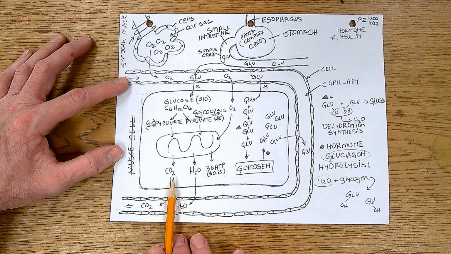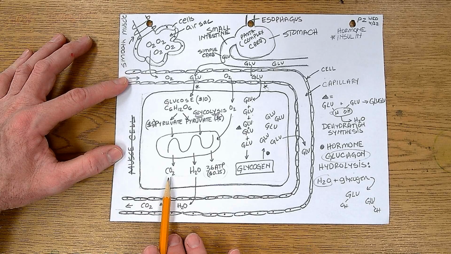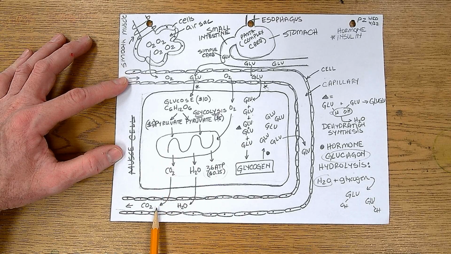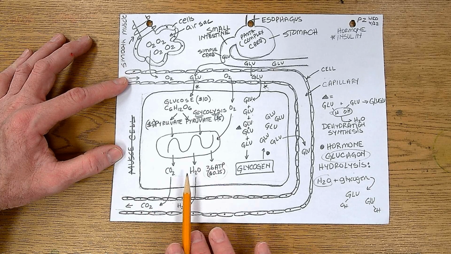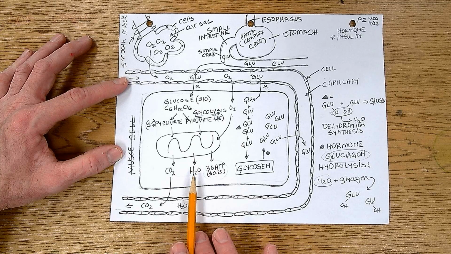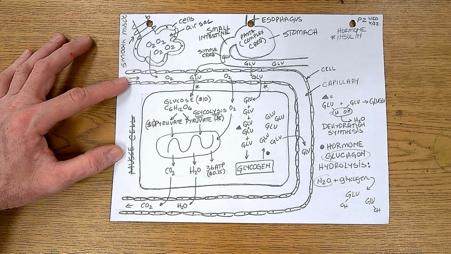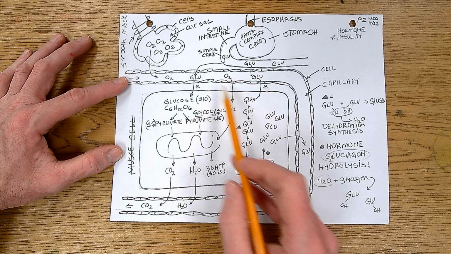CO2 is going to diffuse easily out of the cell because it's only 3 atoms and it's small and uncharged. It's going to go from high concentration to low concentration in the bloodstream, and we're going to get rid of this CO2 in the lungs some other time. And the water is also going to build up in the cell and diffuse through osmosis into the bloodstream. Okay, now that is great when you have oxygen.